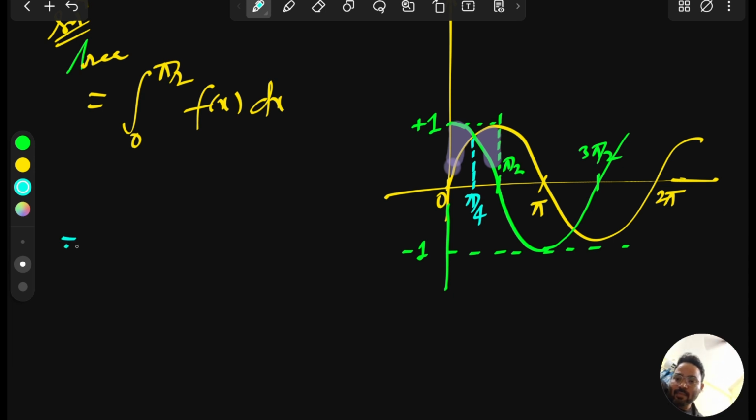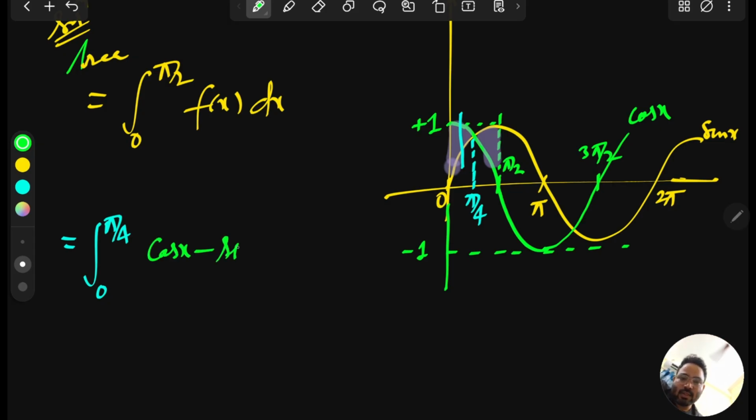So from 0 to pi by 4, which curve is on the upper side? Just draw a vertical line. Which one is upper on this vertical line? This green one. The green one is the graph of cos x, and the yellow one is the graph of sin x. So from 0 to pi by 4, the green one is on the upper side, so cos x minus sin x, because it is top curve minus bottom curve, dx. Plus, come to the next part, pi by 4 to pi by 2.